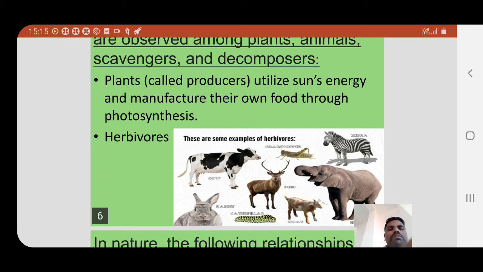Here you can see herbivores. Herbivores means those animals that eat only grass or leaves. Those animals are called herbivores. Herbivores are the primary consumers. You can take cow, elephant, zebra, some insects, goat, sheep, or rabbit. All these animals eat plant items or grass. These animals are called herbivores.